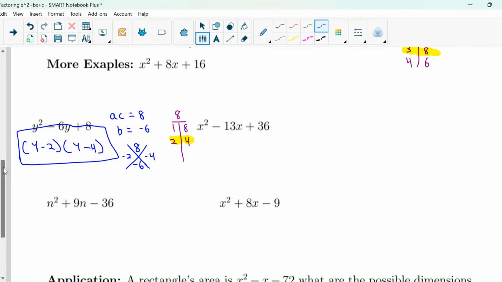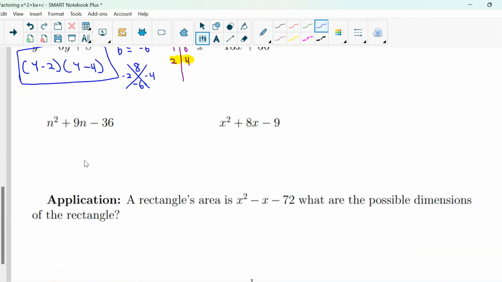All right, one more example. In our final example here, once again, let's find AC. So we are going to multiply our first coefficient by our constant. So 1 times -36, which is -36. And then we have a B value of 9. So we are looking for two numbers that multiply to -36 and add to +9.